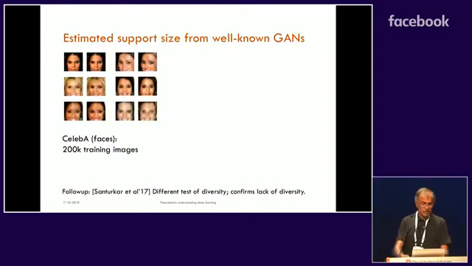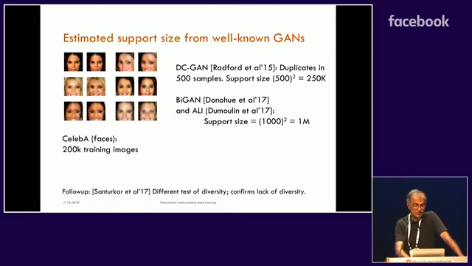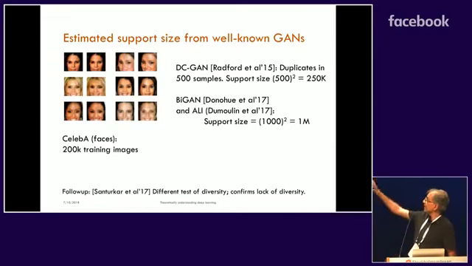And so here are the estimated support sizes from well-known GANs. This is on CelebA, the celebrity faces data set. And DCGAN, so these were GANs from 2017 and earlier. With DCGAN, in 500 samples, you're quite likely to find duplicates, and these are some of the duplicates, which suggests a support size of 250K, which is good, but it's not as much as the diversity of human faces. And BiGAN and ALI had a support size of about 1 million.